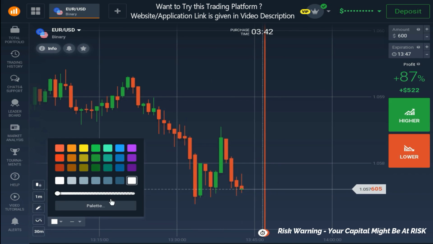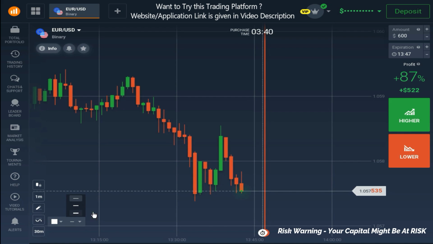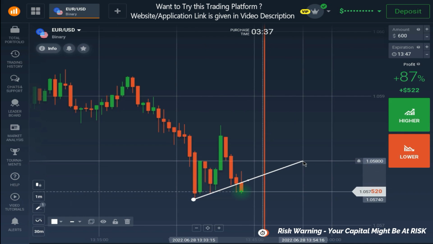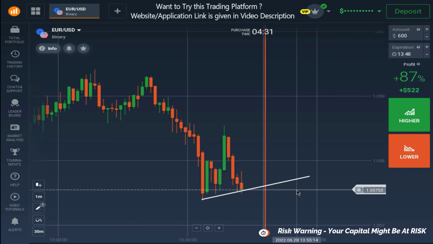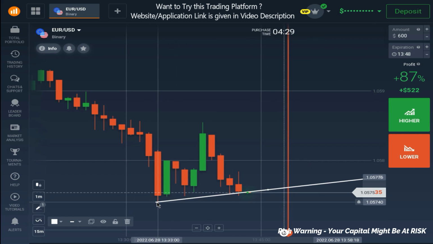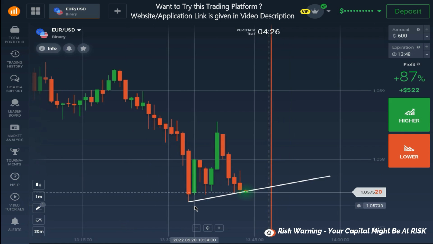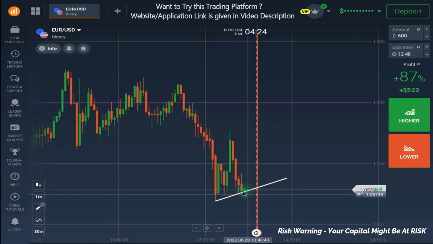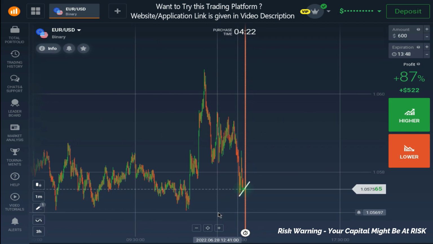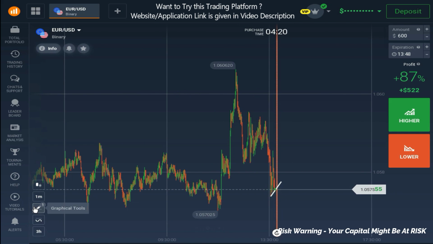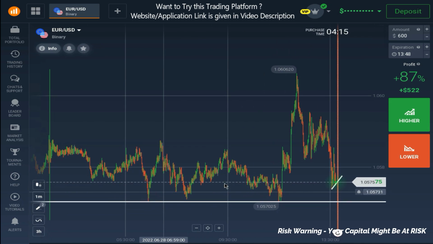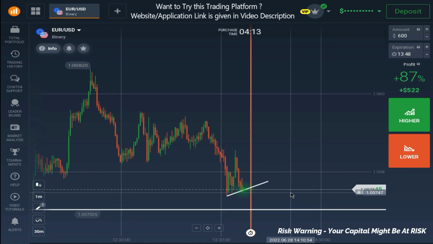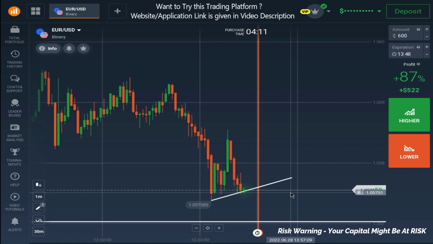So first of all, let's create a line of support, because I can see that the market is going to respect this. So this is our support level, and once the market breaks this level, it is going to fall down, and I can see that the market is going to approach this extreme level of support, you can see here. So we have got good room.